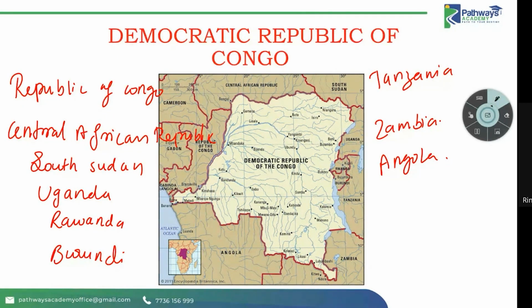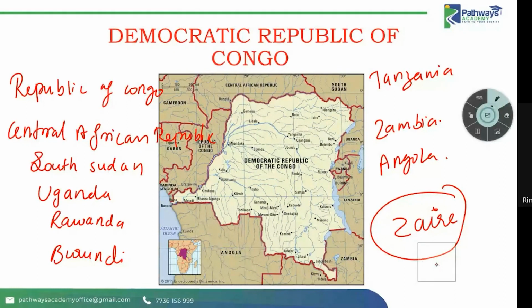Okay, and you all know that the Congo River is the only river that cuts across the equator twice. The Congo River is also known as River Zaire. You can see the equator is passing through the center of Africa, and this river cuts across the equator twice. This river also forms the boundary between the Republic of Congo and the Democratic Republic of Congo.